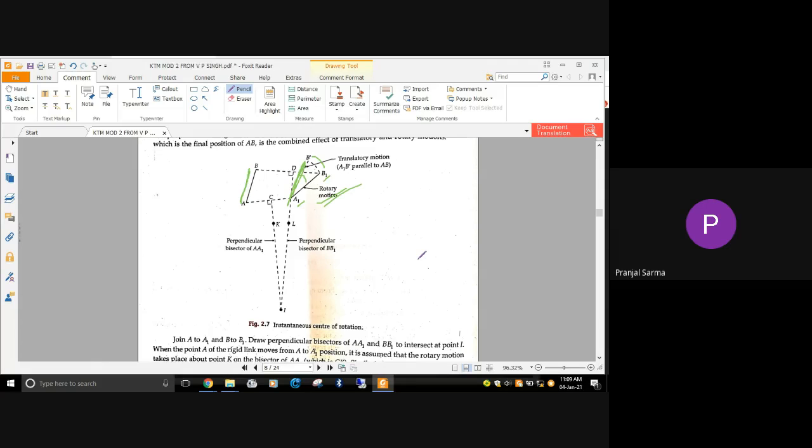Now in that particular case, we can join this point A to A1, and B to this B1. That is the initial position of this point with the final position of this point, and the initial position of point B to the final position of B, that is B1. And we can draw the perpendicular bisectors for AA1 and BB1, and they will intersect.